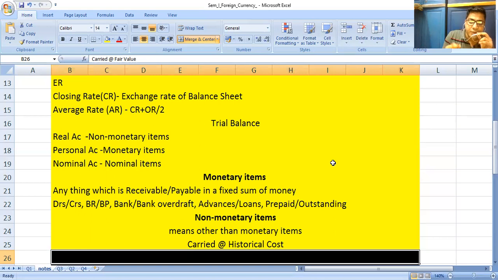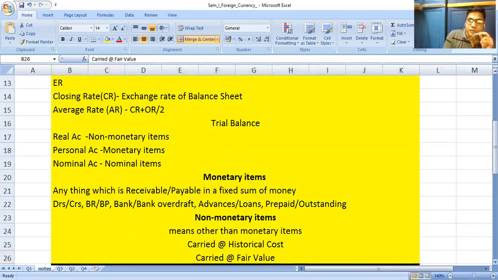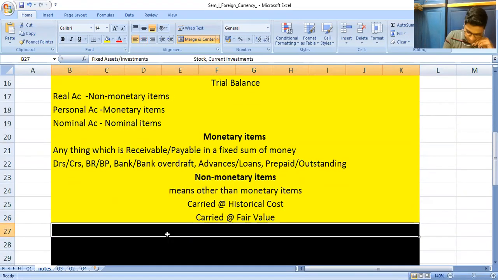Such depreciation we have deducted, and whatever WDV, written down value, is there is called the historical cost. We should know about the historical cost. Then fair value. What do you mean by fair value? Any idea? Fair value?